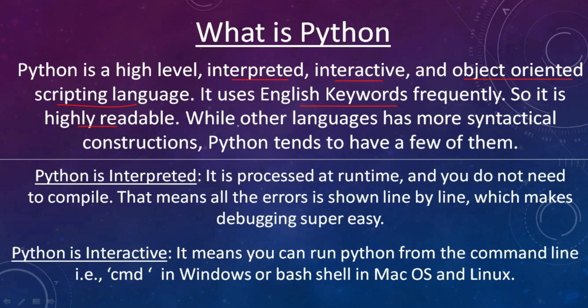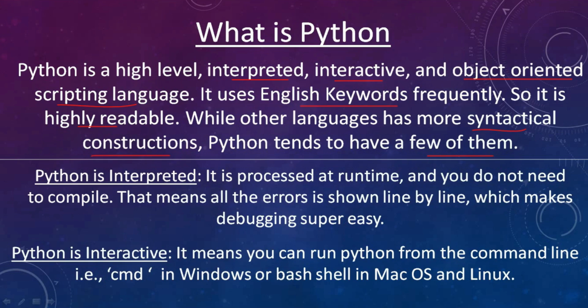Now while other languages have more syntactical constructions, like you have to give a semicolon or you have to give braces, otherwise it will throw some errors, but Python has fewer or tends to have few of them. That's why it has less syntactical construction. This is a disadvantage of Java, C, C++, and an advantage of Python.